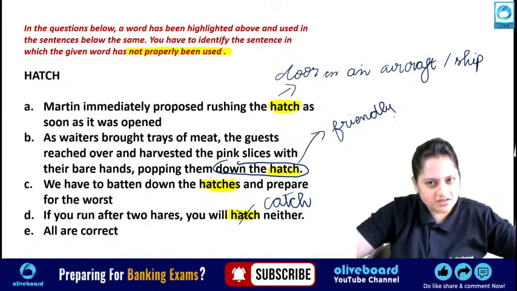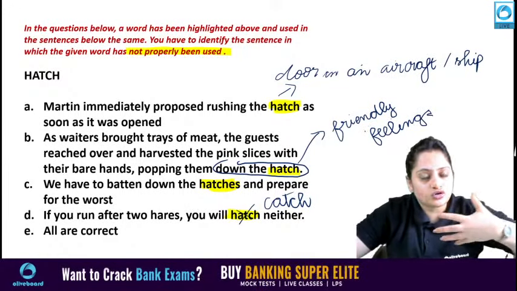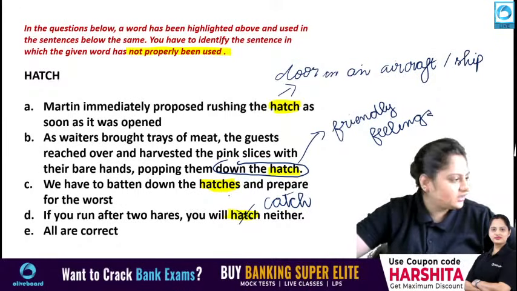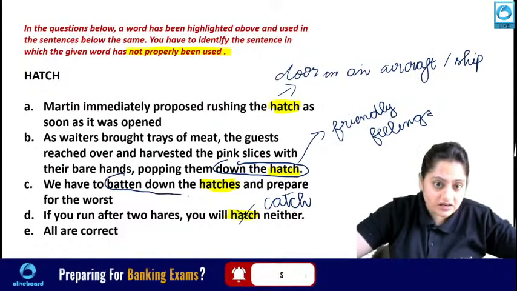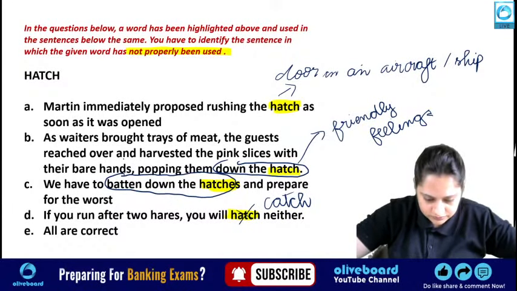Not a very, very easy one, guys. See, word usages are usually tricky. The friendly feelings you show with your companions before drinking, that is down the hatch. Okay. Third one, what is the context? Batten down the hatches. Again, a phrase. It's not a simple word. You have to read it together and know it together.